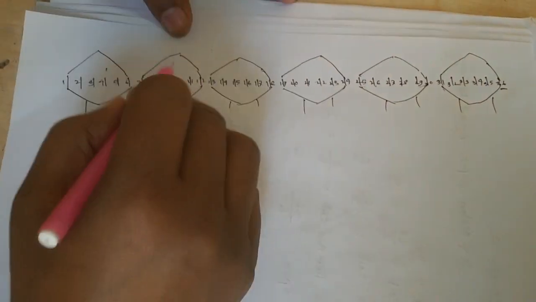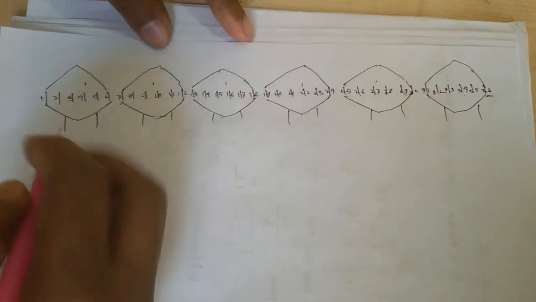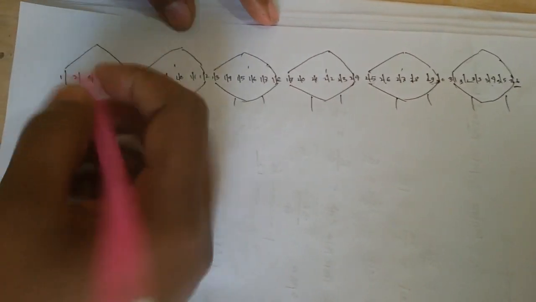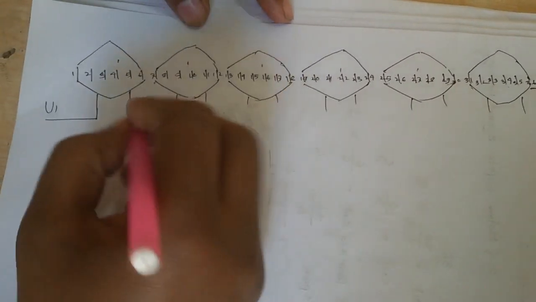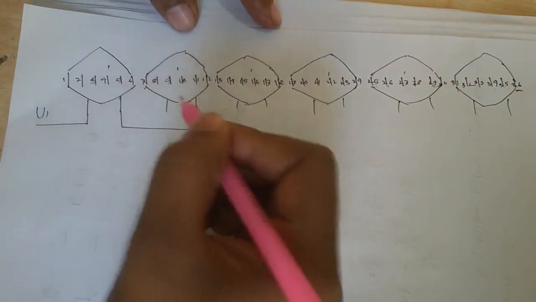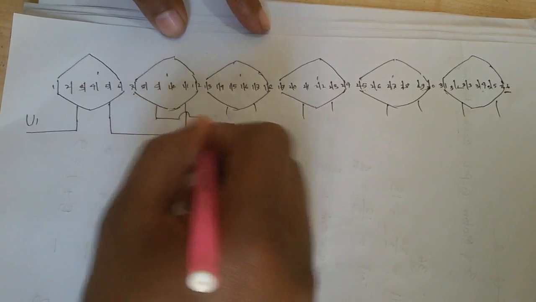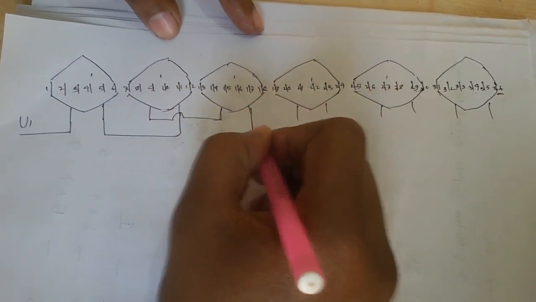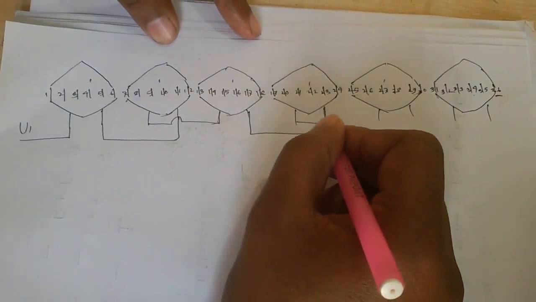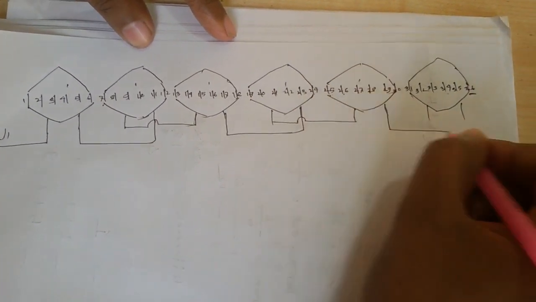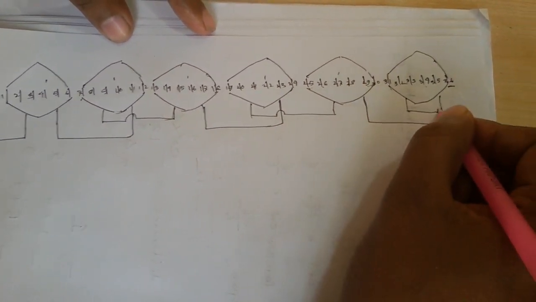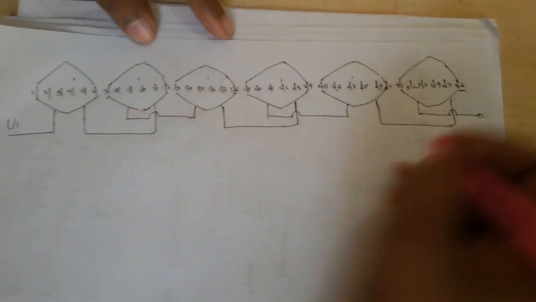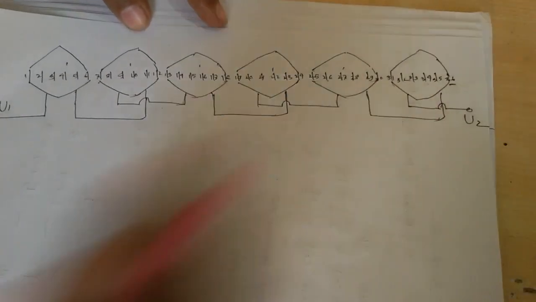This is 1, 2, 3, 4, 5, 6. This connection, this is U1, this coil is connect this second coil terminal, this coil is connect this first terminal, this coil is connect this second terminal, this coil is connect this first terminal, and this coil is connect the same terminal. Now this wire is this terminal, and this is U2.